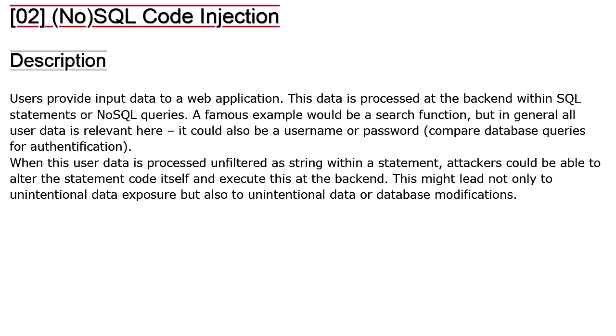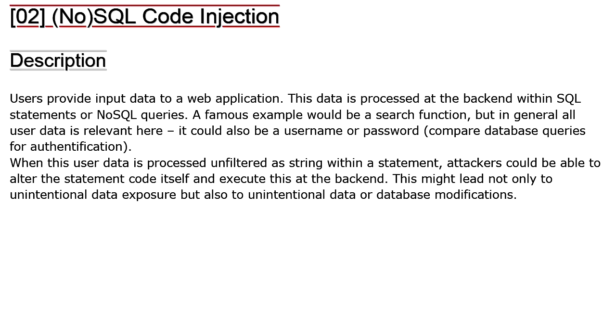Classical SQL code injection and NoSQL code injection. How does it happen? Users provide input data to a web application. This data is then processed at the backend within SQL statements or NoSQL queries. A famous example would be a search function on a website, but in general all user data is relevant here.